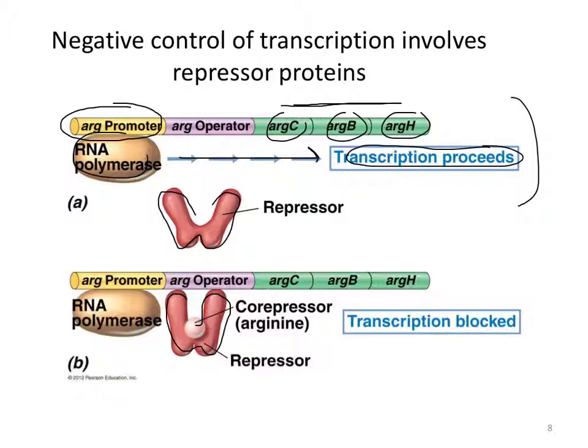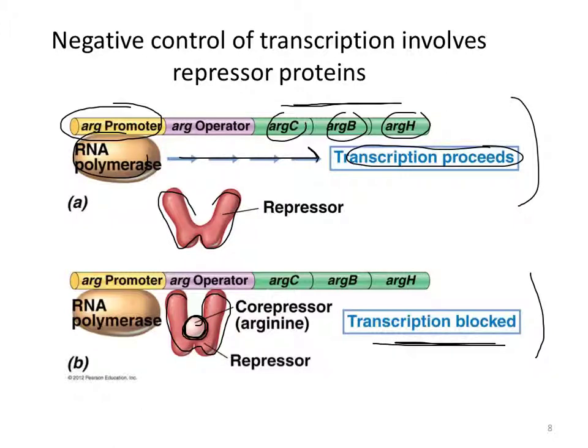However, if arginine is present, and arginine is shown here as this small pink ball, then the arginine will bind to the repressor protein, forming a complex that changes the conformation of the repressor protein, causing it to then be attracted to and bind to the ARG operator, as shown down here in the bottom part of the figure. This then effectively blocks transcription.